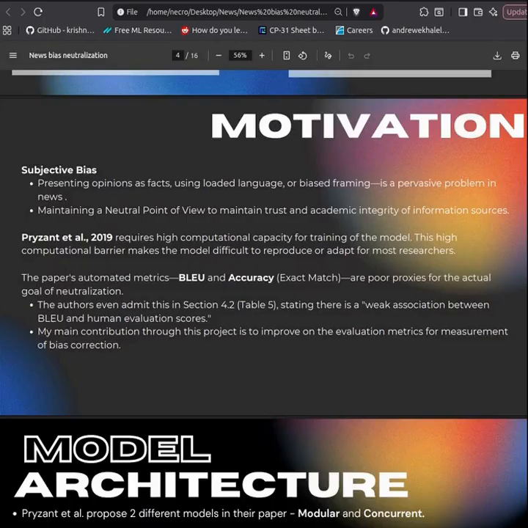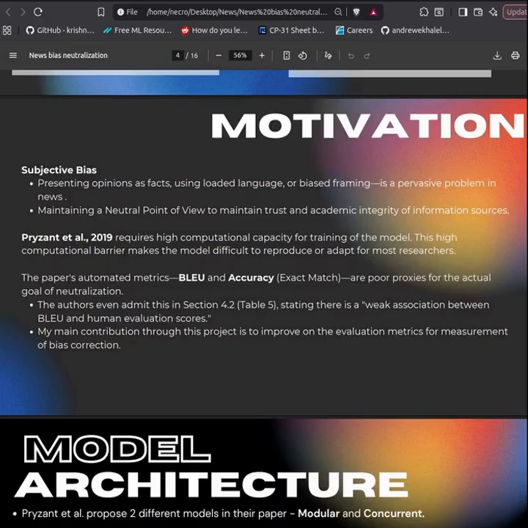The second limitation is flawed evaluation metrics. This is a critical gap. The paper's own automated metrics, which are BLEU and accuracy, are poor measures of success. The authors themselves describe that there is a very weak association between BLEU and human evaluation scores. This is because if we rewrite the statement, for example, changing "falsely claimed" to "stated", we will get 0% accuracy if the human reference text used "described". It penalizes good paraphrasing.